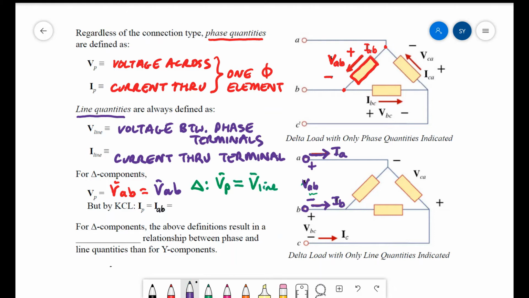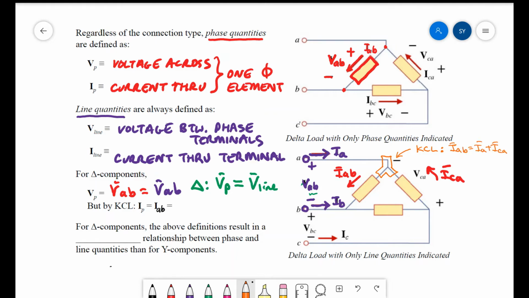However, if we compare the phase currents with the line currents, we find a very different relationship in the delta. In delta, the phase current is IAB. But if we consider what happens at node A, we must acknowledge that there is a KCL relationship or current splitting between the different currents, specifically between IA, IAB, and ICA. I could write the KCL equation as IAB equals IA plus ICA.